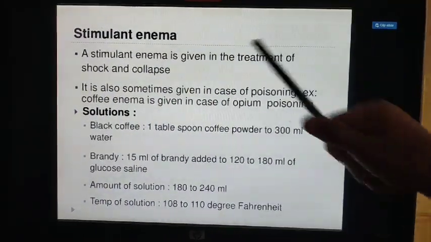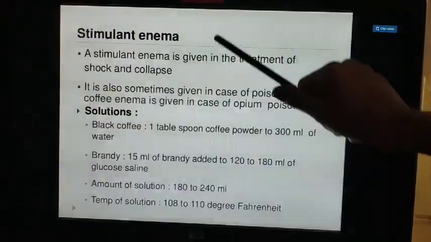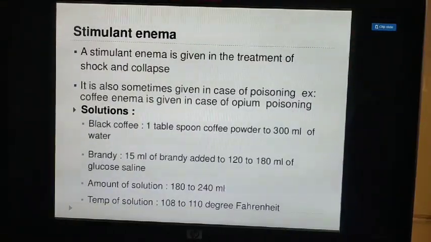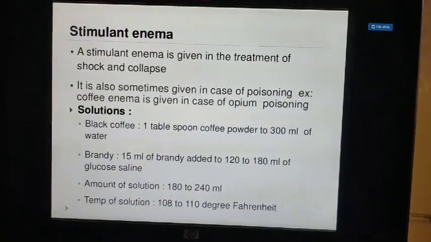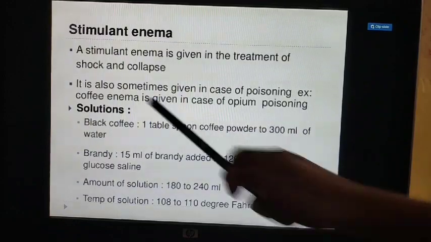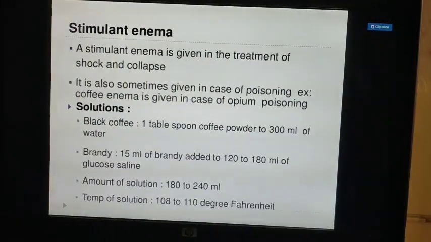As the word itself describes, what is it? It is going to stimulate. Stimulate what? Stimulate the blood vessels, isn't it? In the treatment of shock and collapse.